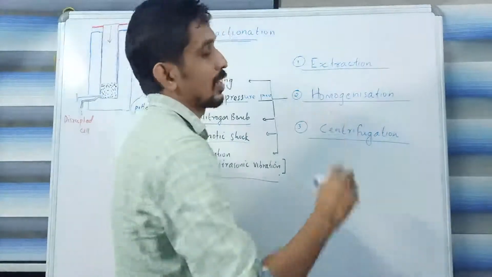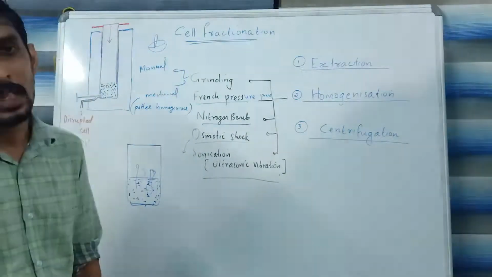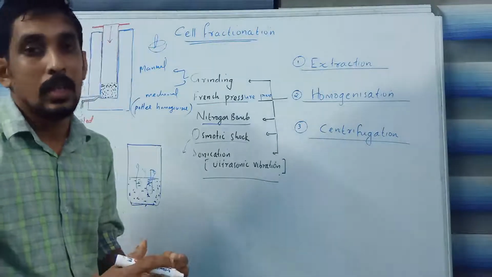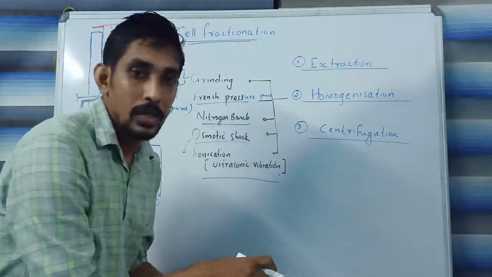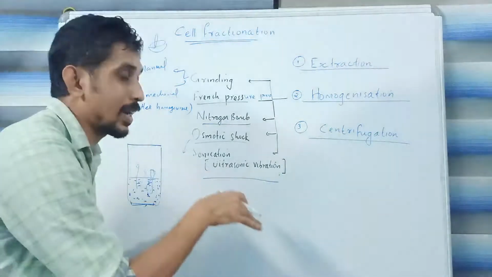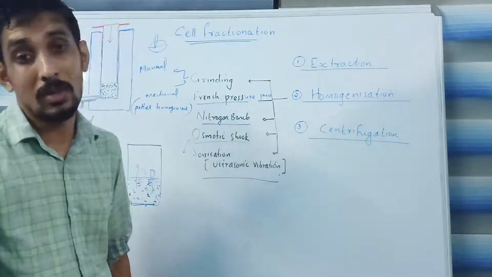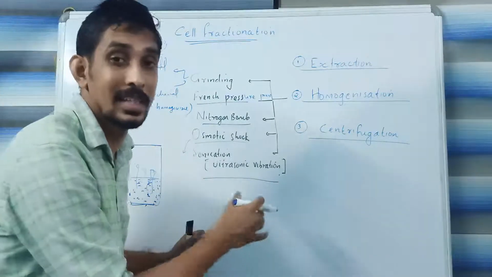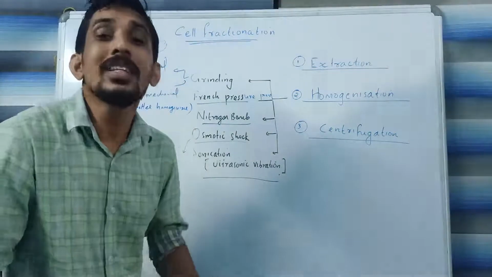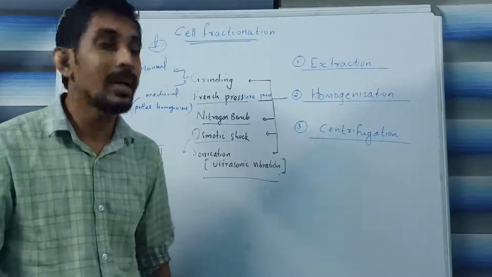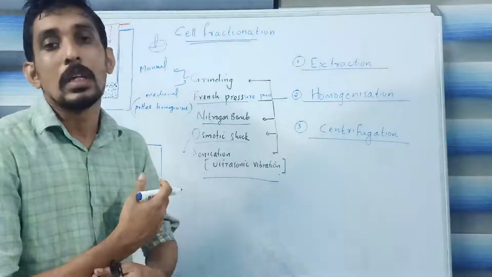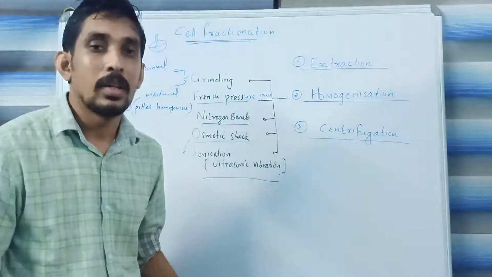After that, the third step is called centrifugation. After the homogenization process, we use a special machine called a centrifuge machine to separate different kinds of cell organelles present in the homogenized cytoplasm. We already studied all the details regarding centrifugation, including its basic principle. All those topics were deeply discussed here.